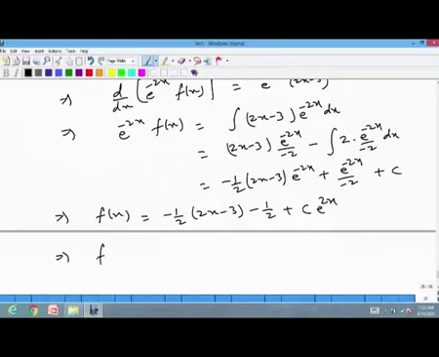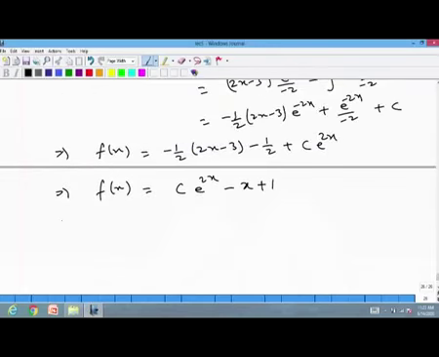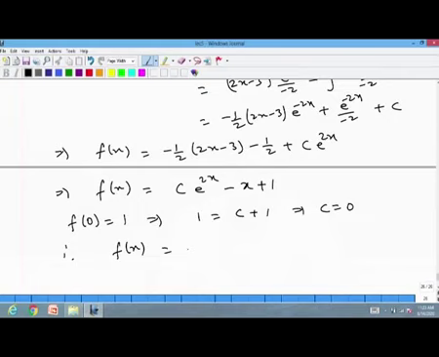So, therefore, f x is equal to c e to the power 2x minus x, and then we have plus 3 by 2 minus half, so plus 1. Now, we have calculated f of 0 is equal to 1. So, this implies 1 is equal to c plus 1, which implies c is equal to 0. So, therefore, f x is equal to 1 minus x. So, we get f x is simply 1 minus x.